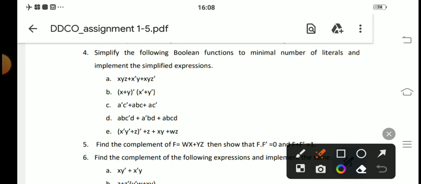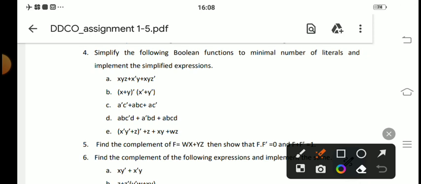Okay, xy + x'y. In the next step you can take y as common: x + x'. If you simplify it, you will get y. So that is the reduction of any Boolean function to a minimum number of literals.